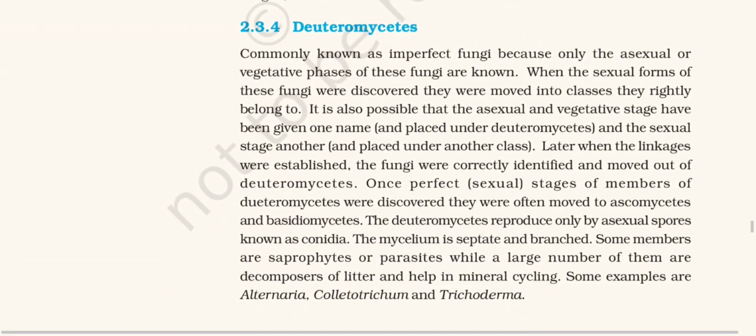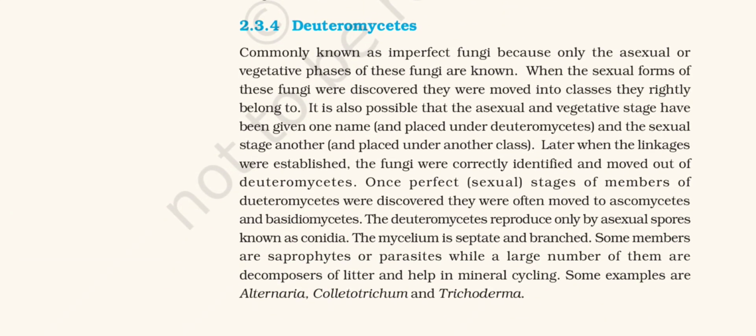2.3.4 Deuteromycetes. Commonly known as imperfect fungi because only the asexual or vegetative phases of these fungi are known. When the sexual forms of these fungi were discovered, they were moved into classes they rightly belong to. It is also possible that the asexual and vegetative stage have been given one name and placed under Deuteromycetes, and the sexual stage another, and placed under another class. Later, when the linkages were established, the fungi were correctly identified and moved out of Deuteromycetes. Once perfect, sexual, stages of members of Deuteromycetes were discovered, they were often moved to Ascomycetes and Basidiomycetes.